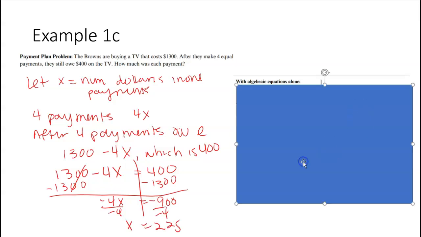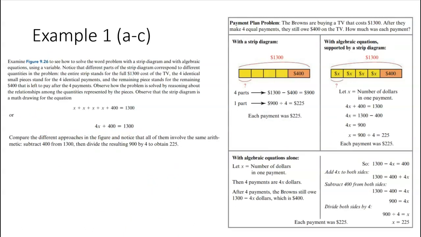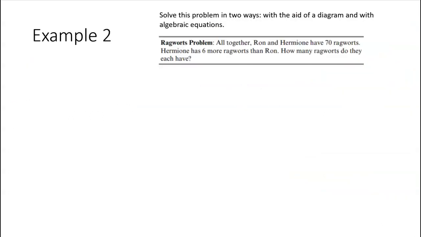So again, we don't need the strip diagrams, but they may have been helpful when we're looking at this problem in different ways. So when we put it all together, and you can take a peek at this in your textbook, we can see that there are lots of different ways to look at this, but that the strip diagram is actually very, very helpful. So let's do a new problem. Solve this problem in 2 ways, with the aid of a diagram and with algebraic equations. So we'll just kind of split this up here. So over here we'll just say the strip only, and then here we'll do the strip with algebra.